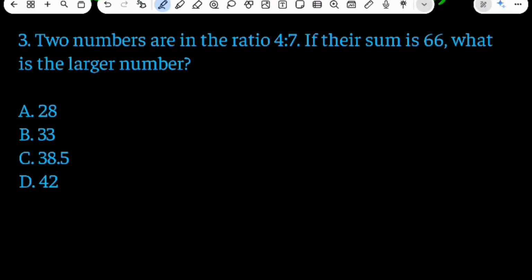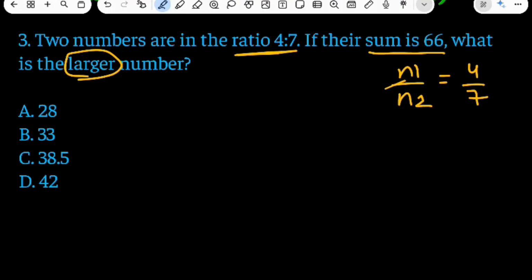Now when it comes to the question ratio 4:7, it means we have number 1, we have number 2, and when we cut all the numbers, we finally receive the output as 4:7. Simplify. Now the sum of these two numbers is 66. We are asked to find out the larger number. So again, the same method. If you keep practicing this similar type of question, you will get enough confidence to solve these type of patterns, right, students?